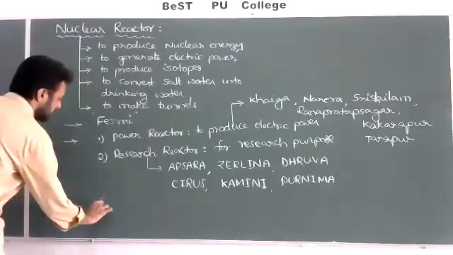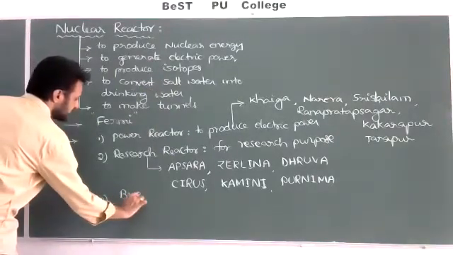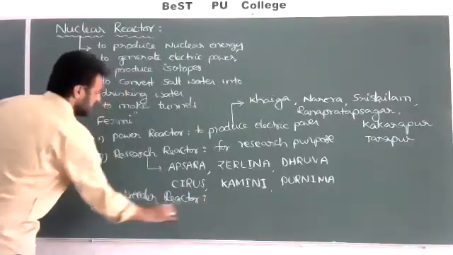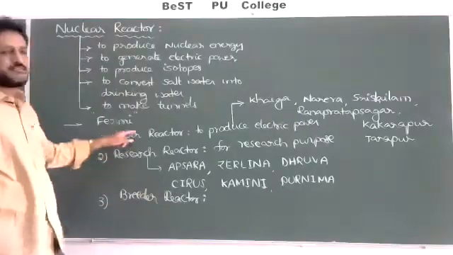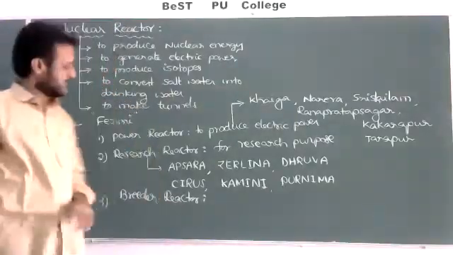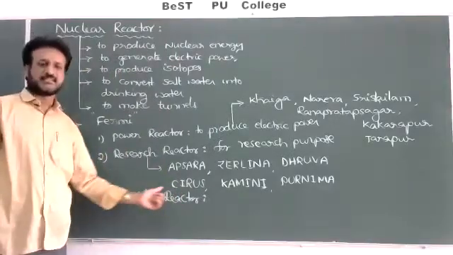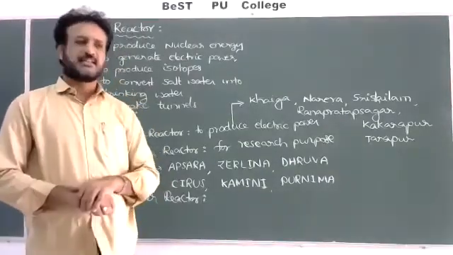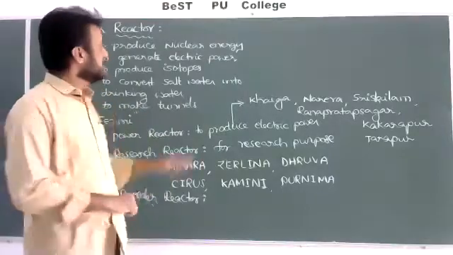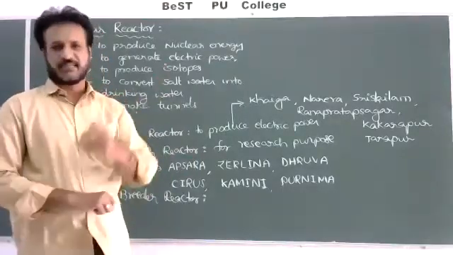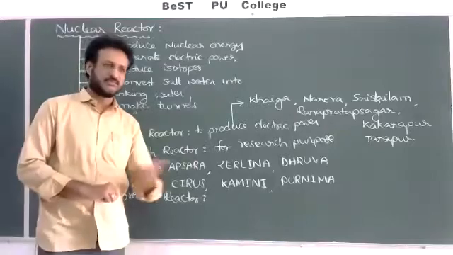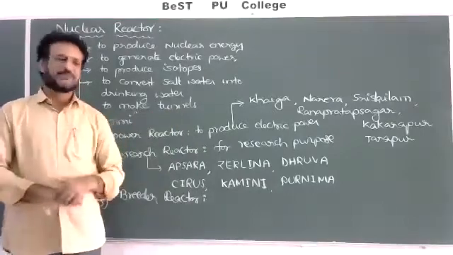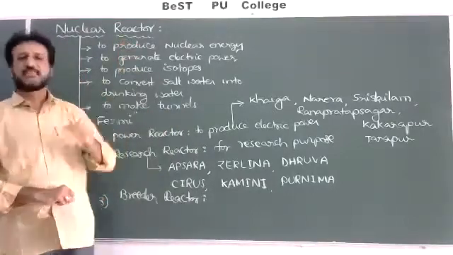And the third type of reactor is the breeder reactor. The first two reactors are slow reactors only, thermal reactors, but the third one is a fast reactor, a very fast reactor. The purpose of the breeder reactor is to convert non-fissionable material into fissionable material. For example, in the nuclear reactor some fuel is required. In cars you use petrol or diesel as fuel, and in houses you use butane gas for cooking. That is a fuel. In the same way, to run a nuclear reactor, some fuel is required.